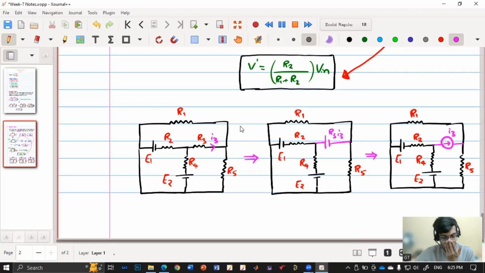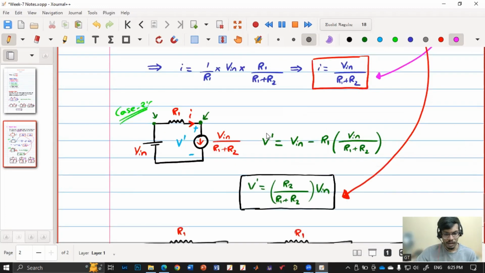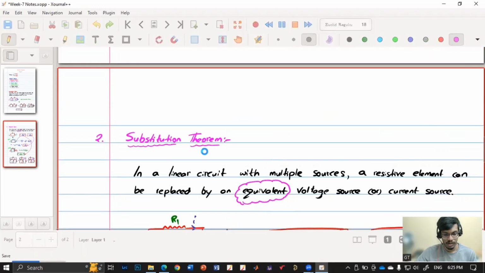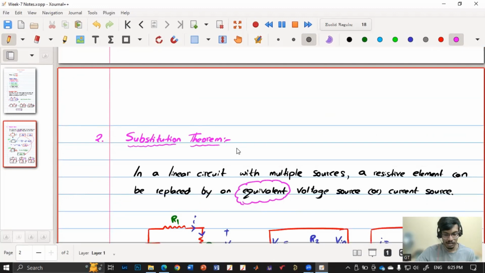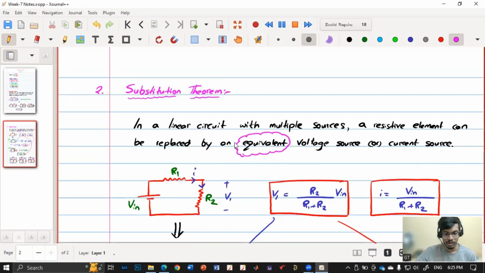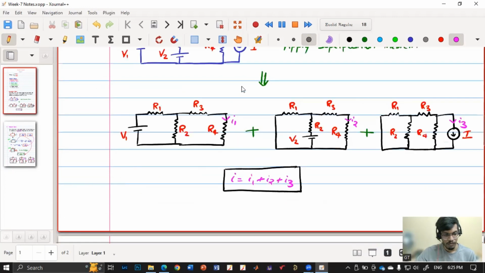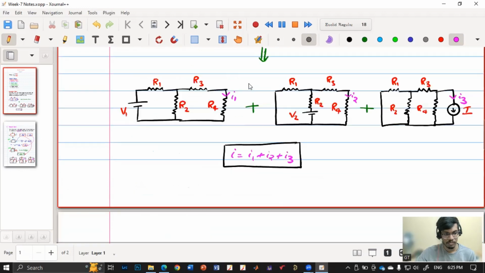So we are replacing this with the equivalent source. So we are basically replacing it with the voltage or current source, or substituting the corresponding voltage or current values. So that's why it is called the substitution theorem. So now we'll go to Thevenin's theorem.